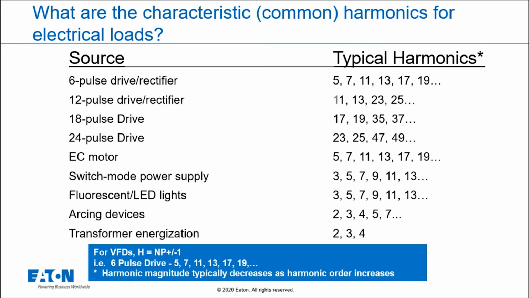EC motors look a lot like 6 pulse drives, so we're going to have a lot of the 5th and 7th. In fact, those harmonics are even more substantial in magnitude, usually because they don't have line reactors or DC chokes inside the EC motors. But the characteristic harmonics are the same. Computer power supplies have all the odd harmonics. Fluorescent lights, again, all the odd harmonics. LED lights, very similar. Interestingly, I didn't have it on here, but a single-phase input on a 3-phase drive would give you the same characteristic harmonics as a switch mode power supply or LED lights.